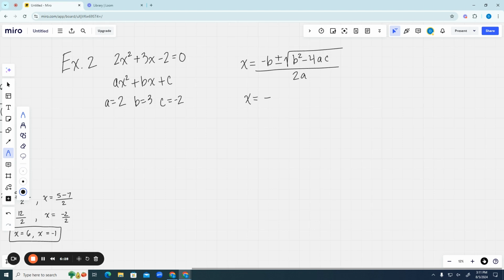So we got negative b. B is 3. We'll have b squared, 3 squared, minus 4 times 2. C is negative 2. Like that. And then we'll just start simplifying it from here. We got negative 3 plus or minus the square root of 3 squared is 9, minus, that'd be plus 16.